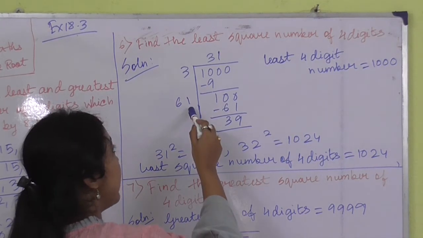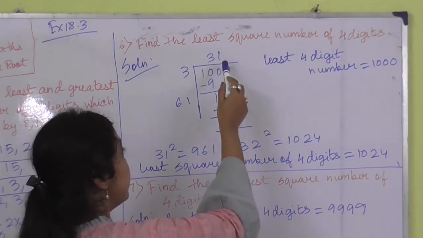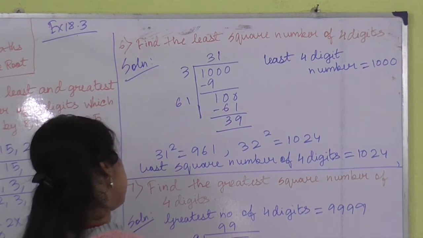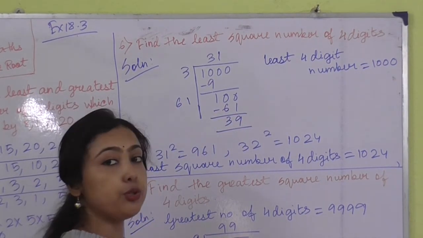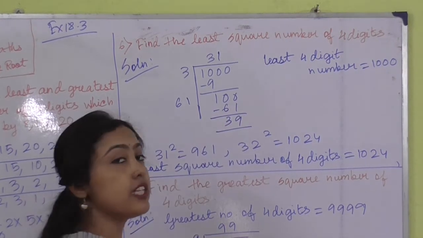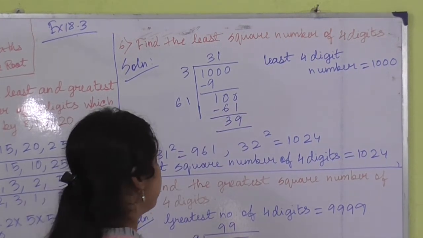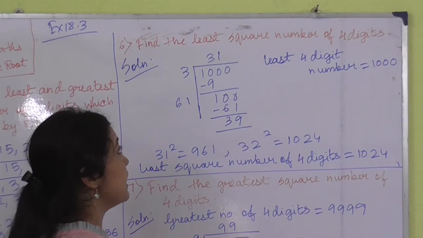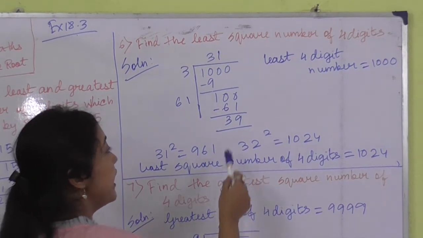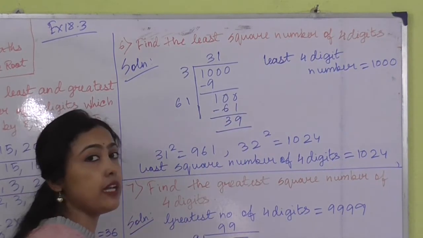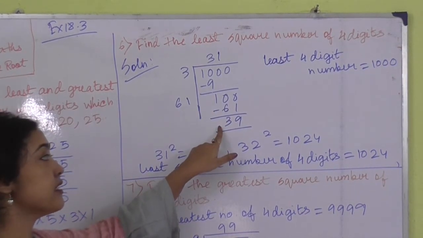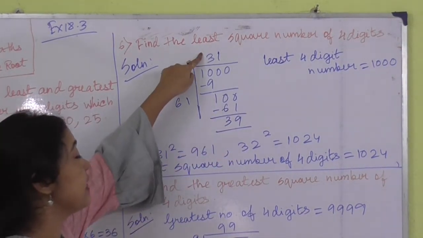Now we are taking 1. 61 into 1 is 61. 61 into 1 is 61. And 62 into 2 is 124, which is more than 100. And the remainder is 39. So in this problem 1000 is not a perfect square number, so we are getting the remainder as 39. Here we are getting 31.